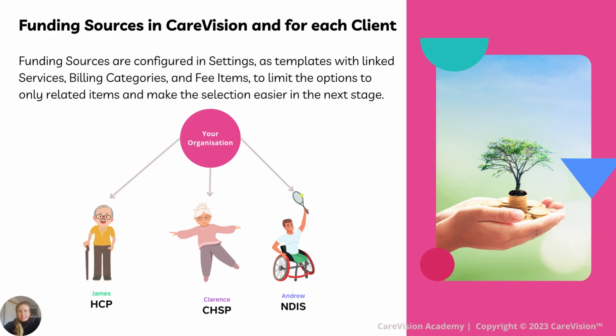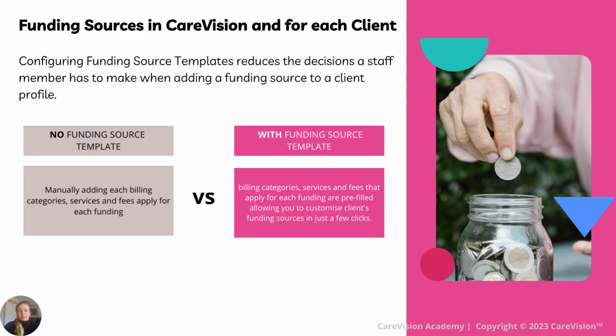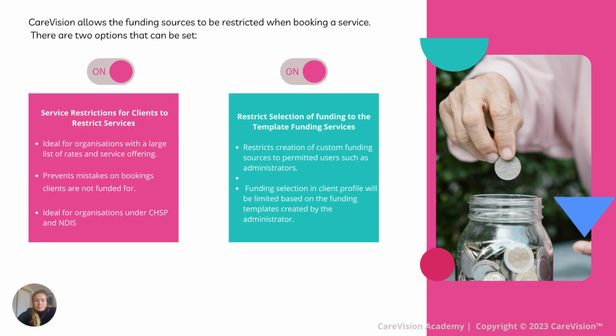This basically means that different clients have different funding, aka the government will fund different services for them and their needs. Some services may not be funded in their care package. Once you create a funding source template, this can easily be applied to a client's profile. And by switching this on in the settings section of your CareVision platform, this will ensure that no mistakes will be made when booking a client's services.